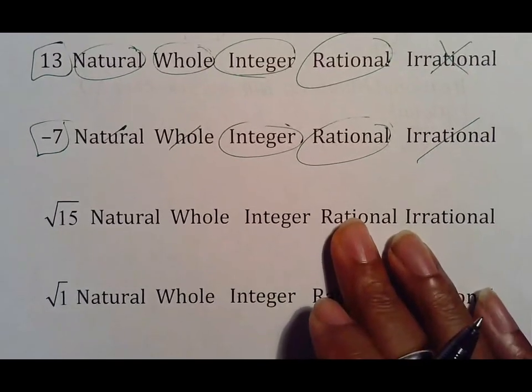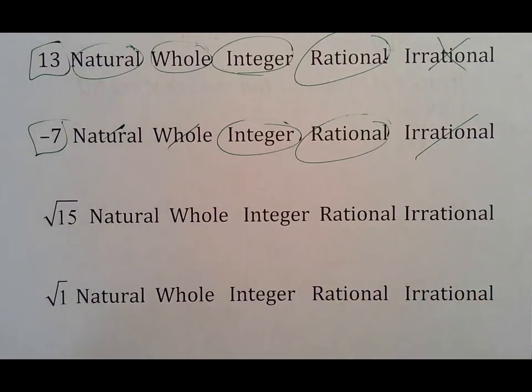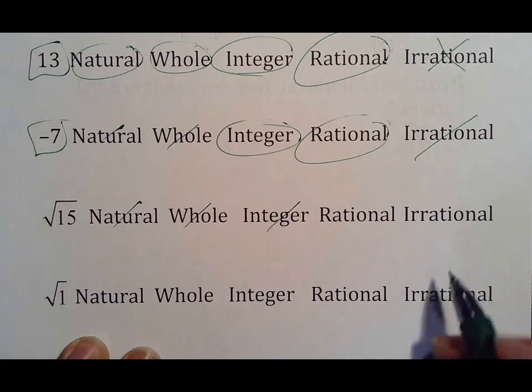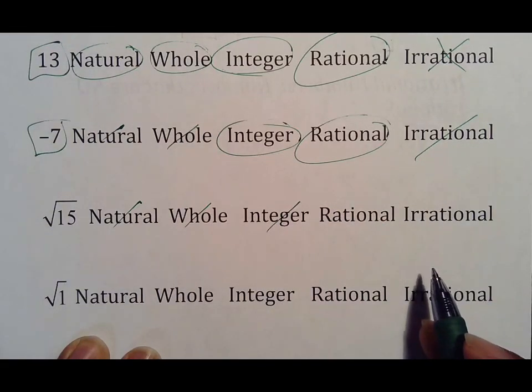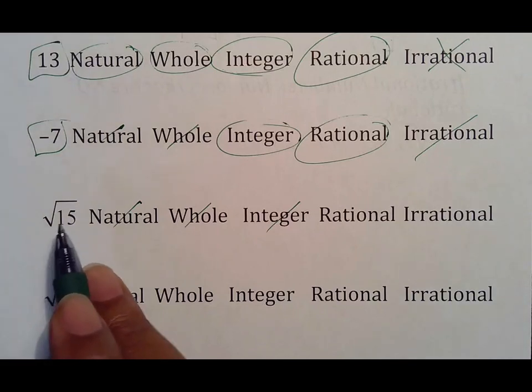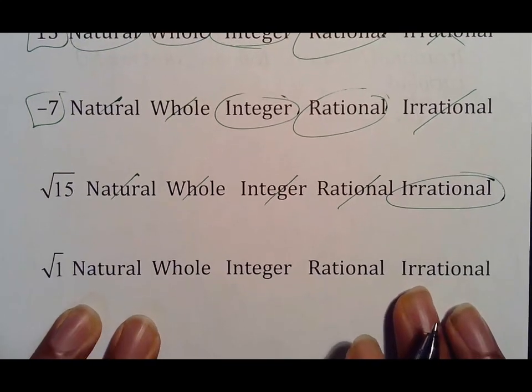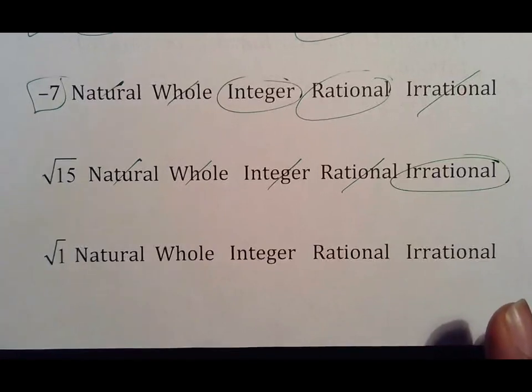Square root of 15. I can't think of anything that multiplies by itself to be 15. First off, it's not natural, not whole, not an integer. And even though that fits into a box, if I were to type square root of 15 into a calculator, it's a long, ugly number when it should be a nice number, which means that it is irrational. It's like that part I typed into the calculator.